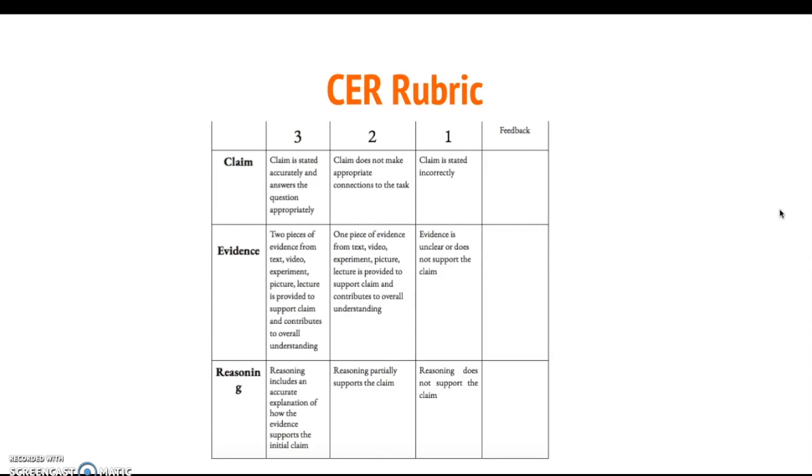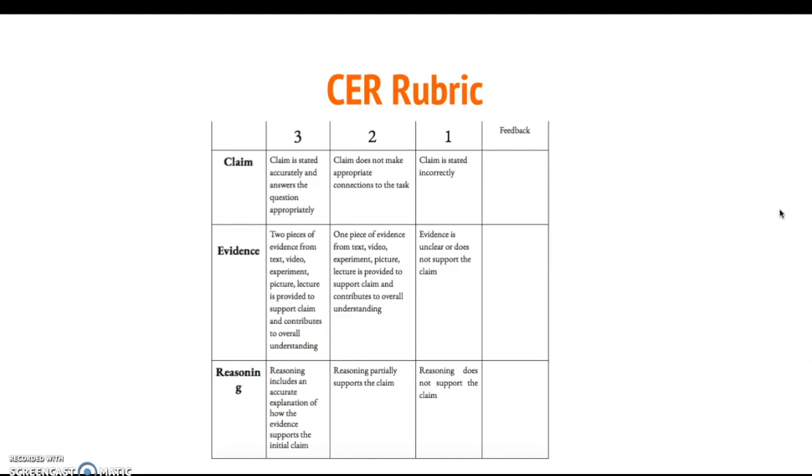criteria. So for claim, a 3 would be claim is stated accurately and answers the question appropriately. A 2, claim does not make appropriate connections to the task or question. A 1, claim is stated incorrectly. For evidence, here, I like my students now to have 2 pieces of evidence. So evidence for a 3, 2 pieces of evidence from text, video, experiment, picture, lecture is provided to support claim and contributes to overall understanding.